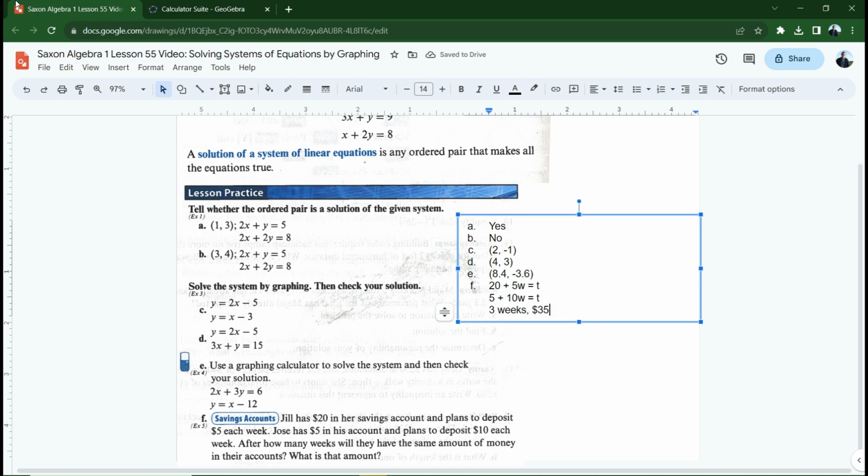All right, you are now ready to do numbers 1 through 30. Make sure you are using actual graph paper unless told to use a graphing calculator. I do expect to see graphs made for any of the graphing questions in this lesson.